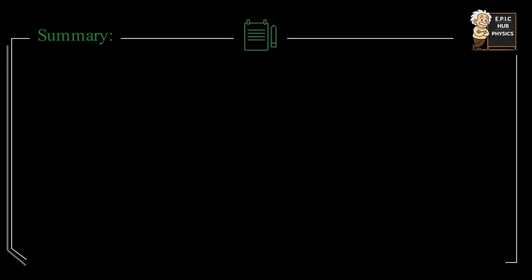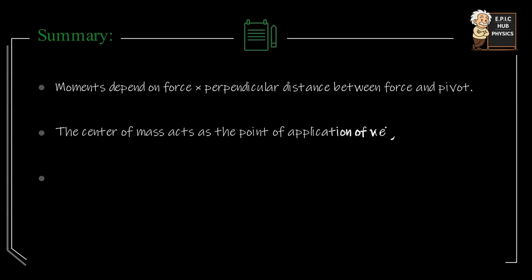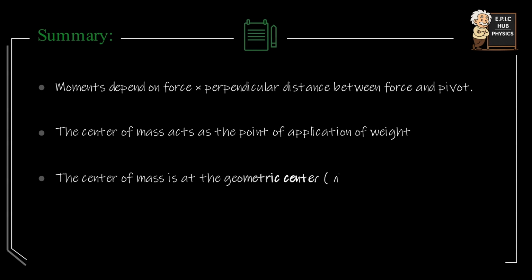To summarize the key points, moments depend on force and perpendicular distances between the force and the pivot, since the moment of a force about a pivot equals the force multiplied by the perpendicular distance from the pivot. The center of mass acts as the point of application of weight, hence the weight of a beam acts through its center of mass. The center of mass is at the geometric center, or the middle, only for uniform objects.